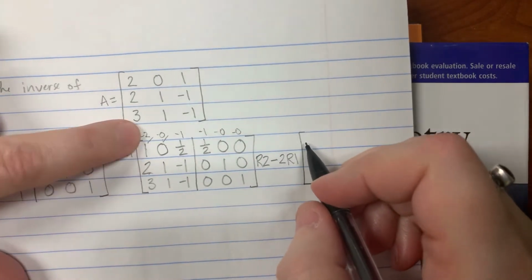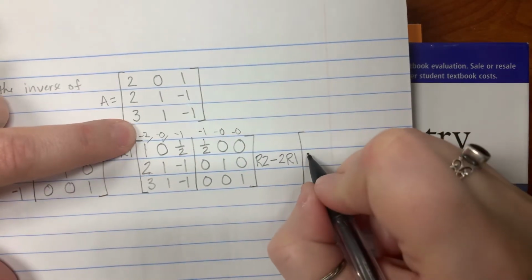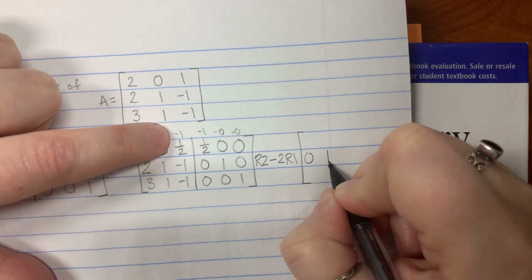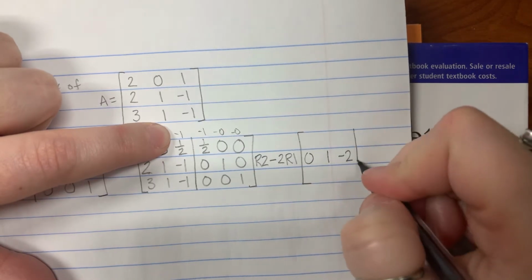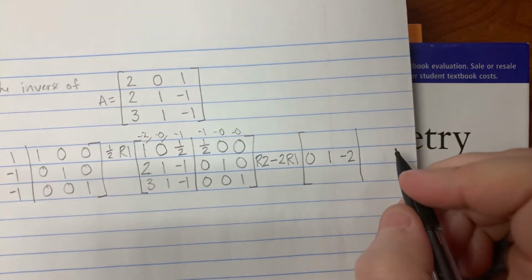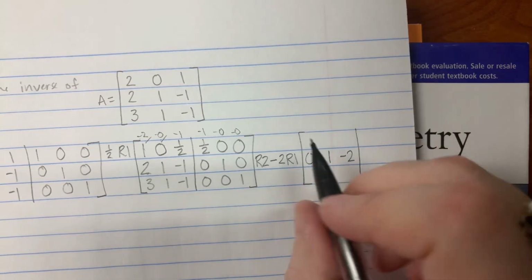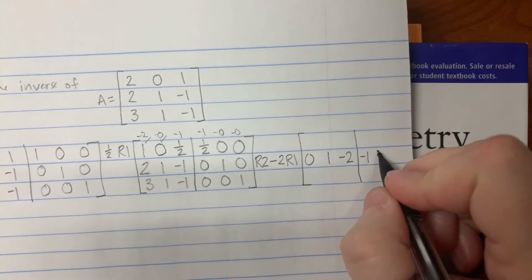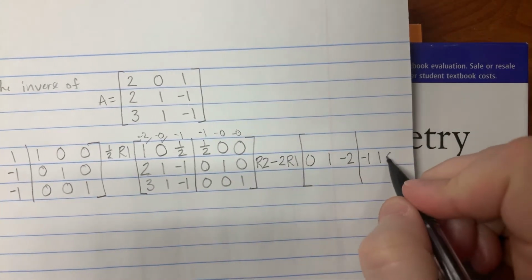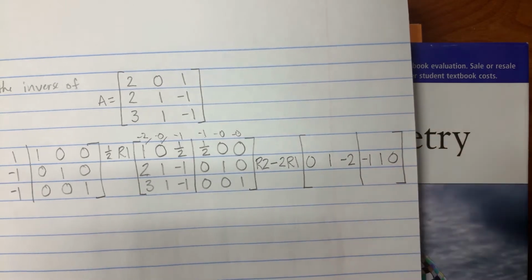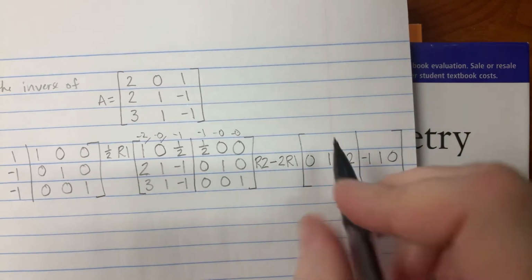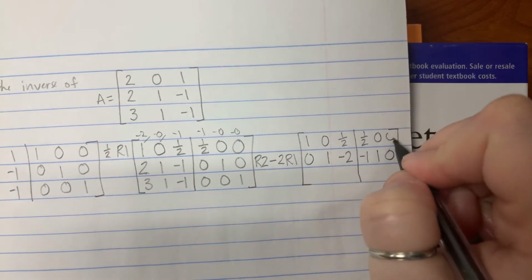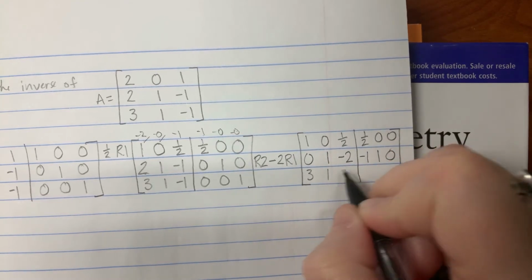Okay, and then I'm going to subtract these. So 2 minus a 2 is 0. 1 minus a 0 is still 1. -1 minus 1 would be -2. So be careful with your integers. If you need a calculator, use it. Hopefully you can get through that without it. 0 minus a 1 would be -1. 1 minus 0 is 1. And then 0 minus 0 is 0. Okay. Then my top row stays exactly the same. My bottom row stays exactly the same.